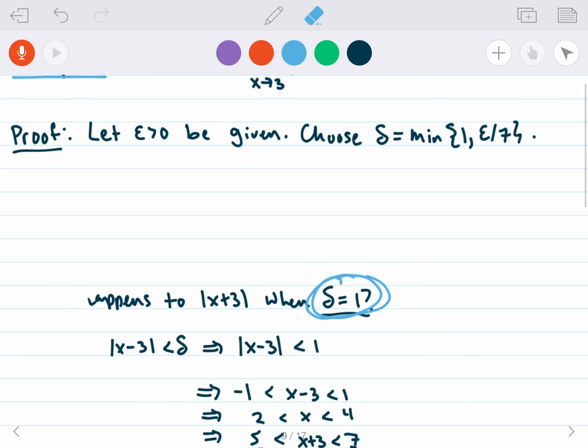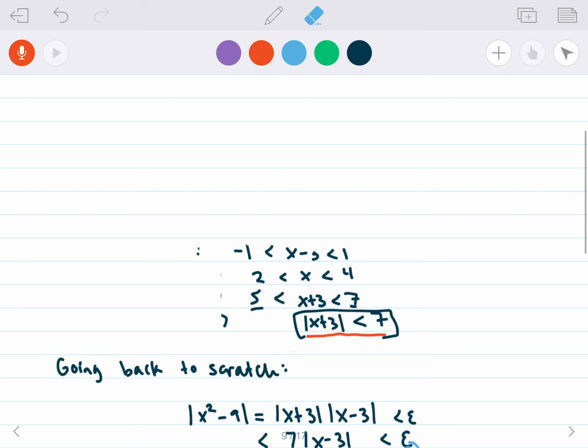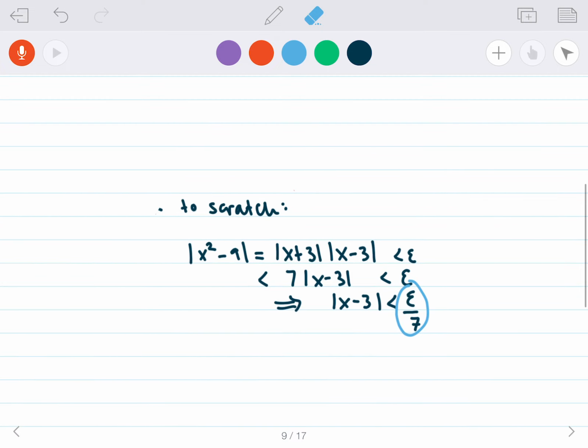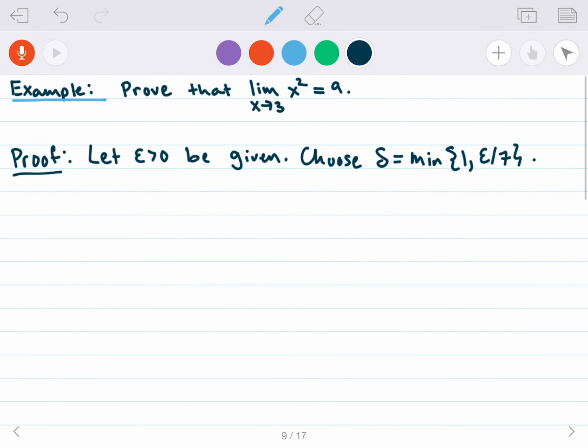Okay, so I'm going to erase this so that we can make more room. Everything's going to work out. It's going to be awesome. It's going to be super cool. Okay, so this epsilon over 7 came from our scratch work, remember?